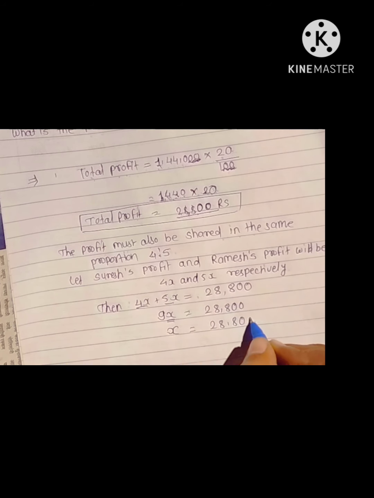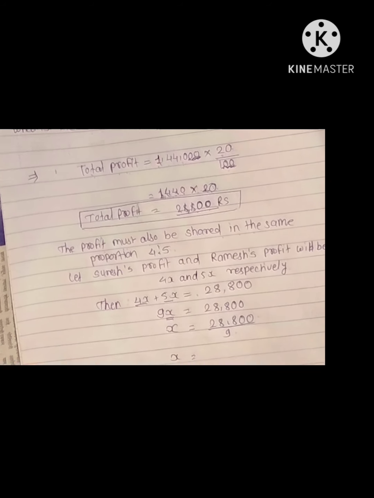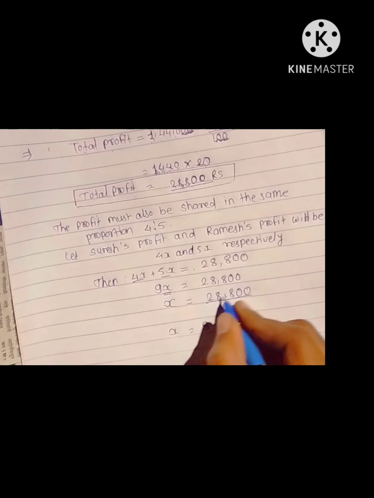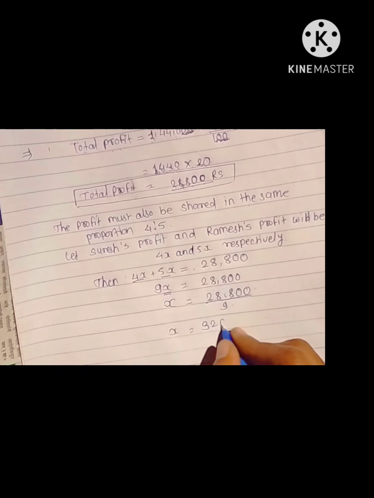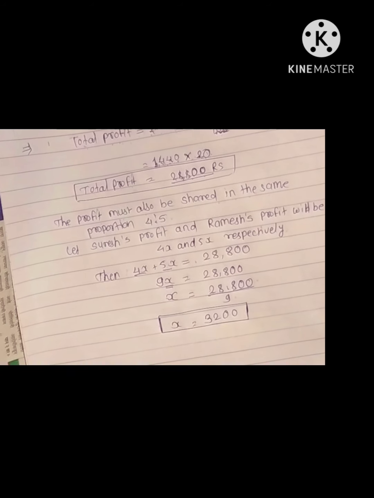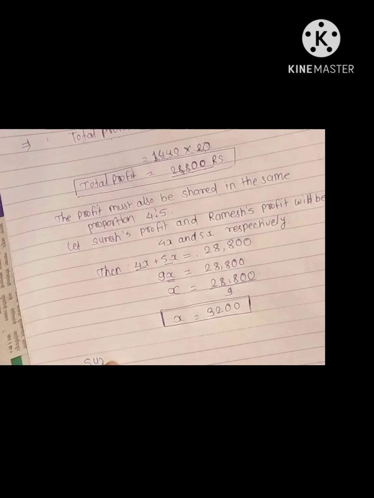So 28,800 upon 9. When we divide this number by 9, then we get the answer as 9 3s are 27. From this 1 remains and this becomes 18. 9 2s are 18 and this 0 means 3,200 rupees. So the value of x is equal to 3,200 rupees. Then we will find Suresh's profit.